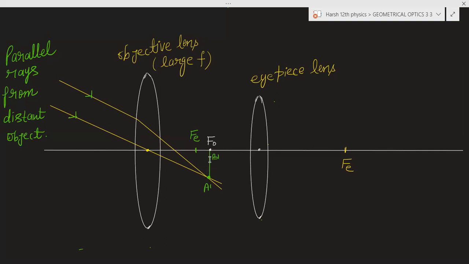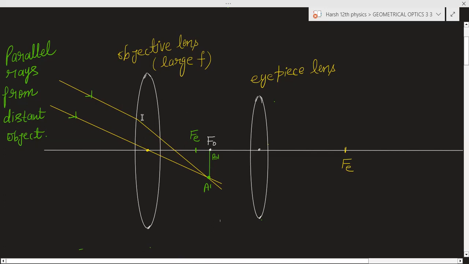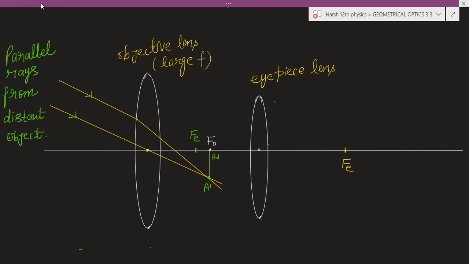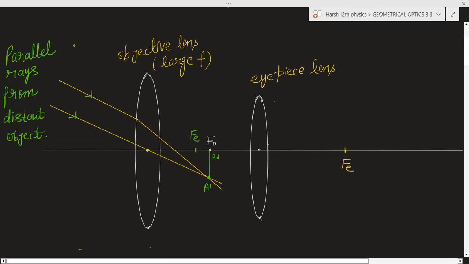Now this is basically the image with respect to the objective lens, but when we are talking about the eyepiece lens, with respect to the eyepiece lens, this image will work as a virtual object. Now we will draw the ray diagram.